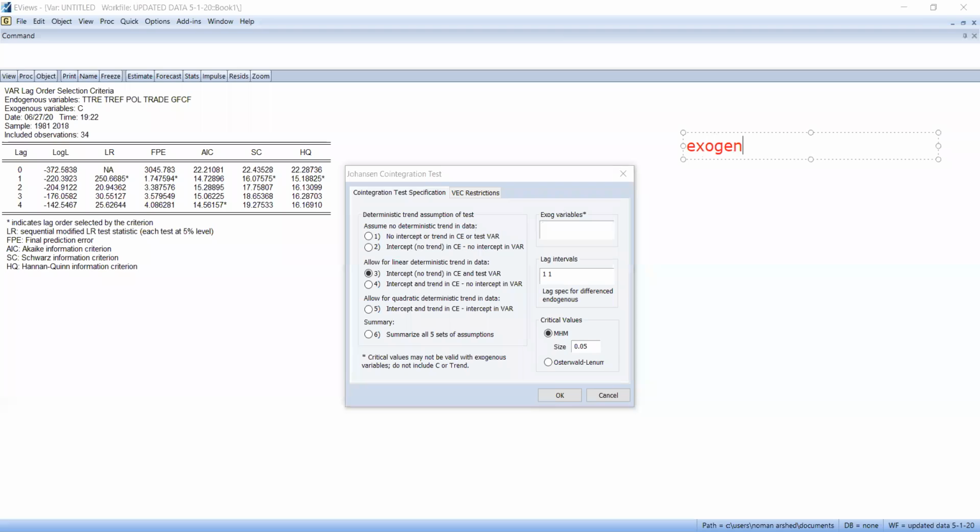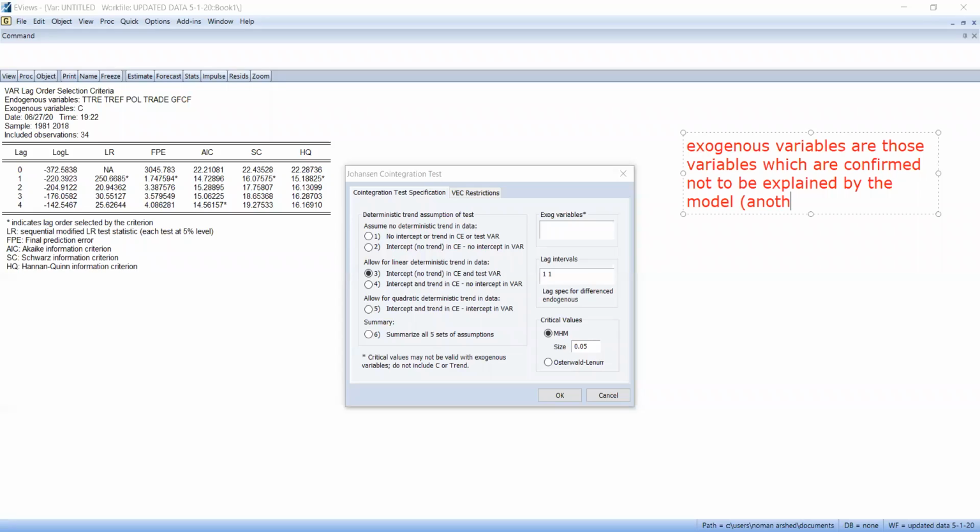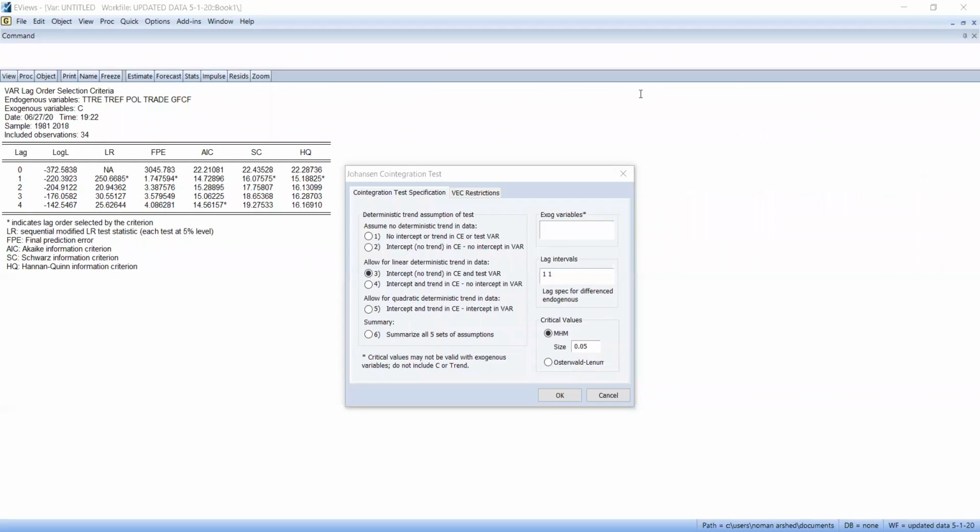So exogenous variables are those variables which are confirmed not to be explained by any other variable in the model. I give you 2 examples, so you can put it here. Sometimes people create a structural break dummy and they put it here because we already know the structural break is not being caused by the variables which are in the model.